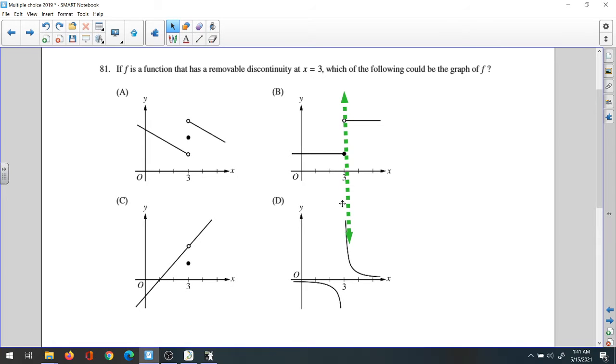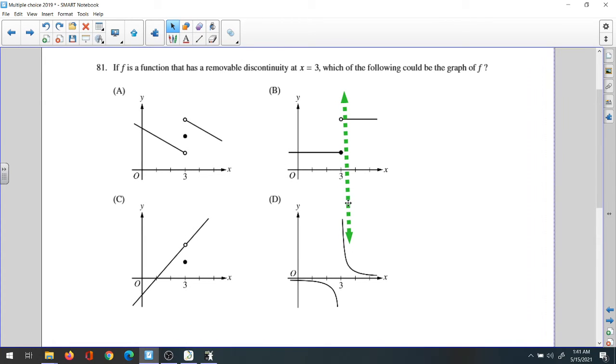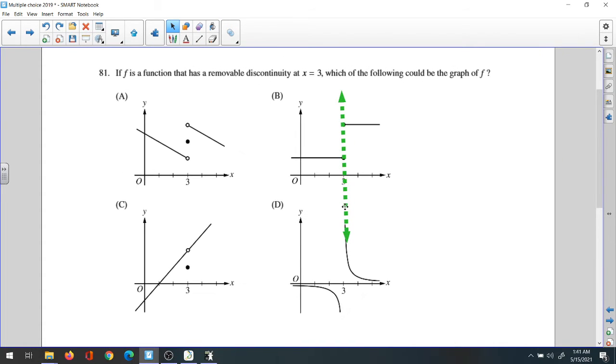you're going to see that the limit of the function doesn't exist here, because from the left doesn't equal the right. And here also the limit doesn't exist. Also here, the limit doesn't exist.